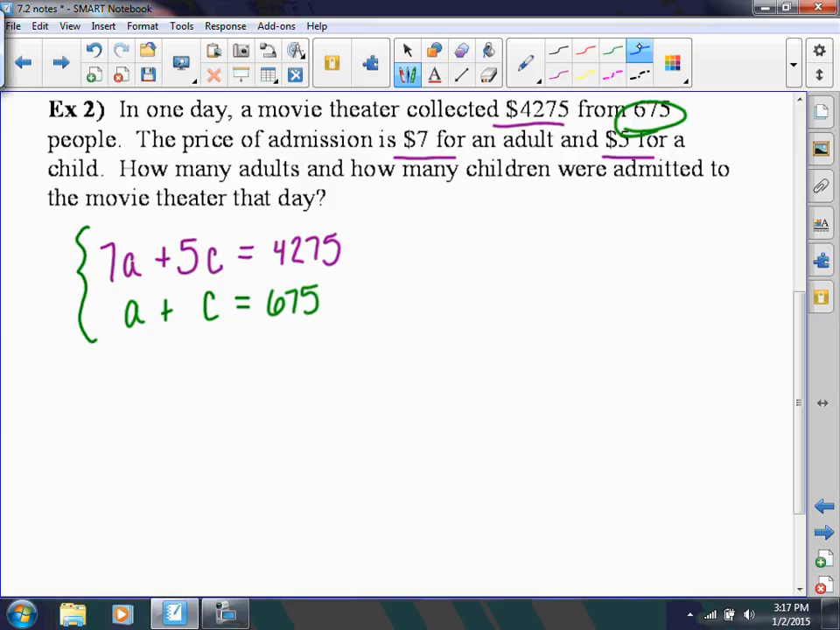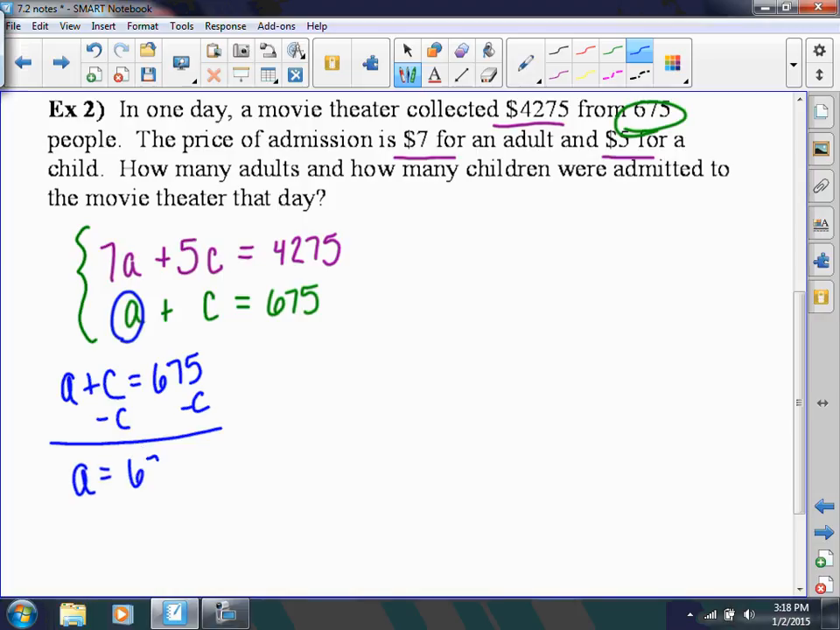So now we're going to solve this by substitution. I see that in this bottom equation here, both the a and the c are by themselves. So I could solve for either one of them. I'll just pick a. If I solve that for the adults, that means I'm going to subtract c over to the other side. So 675 minus the number of children would be how many adults were at the movie theater. Okay, that should make sense. Those equations there are exactly the same. They're just in different forms. They're equivalent. They're just written in a different order is all.